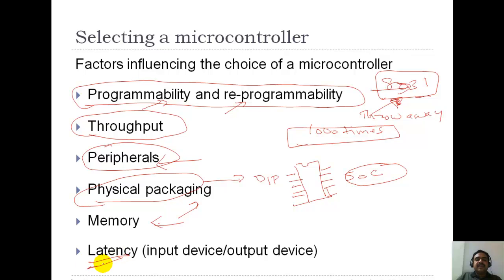Then latency, this is very, very important. What we mean by latency here is the response time of the processor to the IO devices. For example, if I'm asking you for a glass of water, you can either get it to me the next instant, or you can get it to me after 5 minutes, or after 10 minutes. So whom do you think I will prefer? The person who gets it to me the next minute. So latency or the response time is very, very important. It is the reaction or the response of the microcontroller to the IO device request or the interrupt request. Generally, the lesser the latency, the better it is.